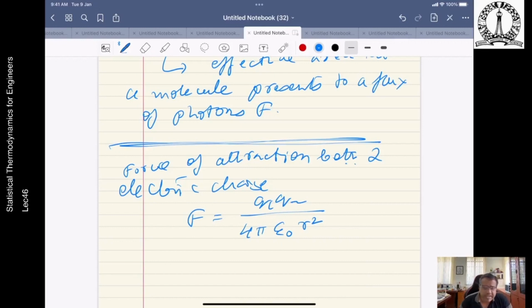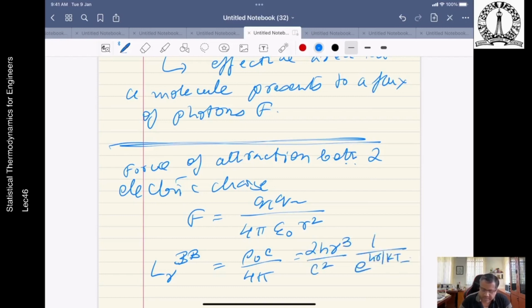However, the spectral radiance of a black body is given as rho Vc by 4 pi, which is equal to 2h cube by c square into 1 by e to the h mu by kT minus 1. The case of weak electromagnetic radiation interacting with the system is also common. In fact, before the development of lasers in the 1960s, the weak field case applied to all regions of the spectrum except the radio frequency and microwave region, for which powerful coherent sources were available.